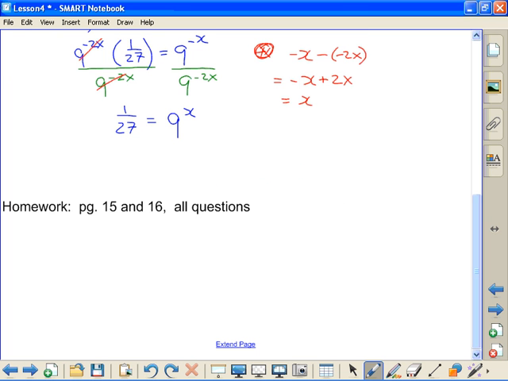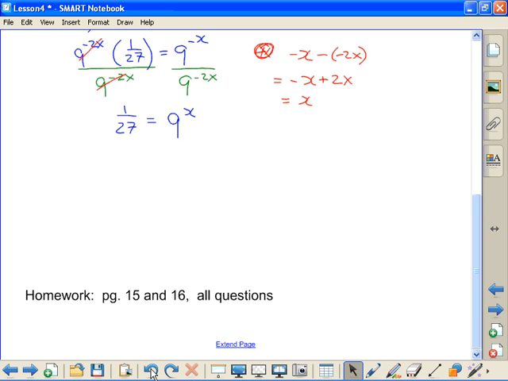Now, can we get this in the same base again? So 1/27, can I write it as base 9? No, but both of them can be written as base 3. So 3 squared would give me the 9. 3 to the negative 3 would give me 1/27. Bases are now the same. So therefore you compare your exponents. So negative 3 equals 2x. Divide both sides by 2. And we get a final answer of x equals negative 3/2.